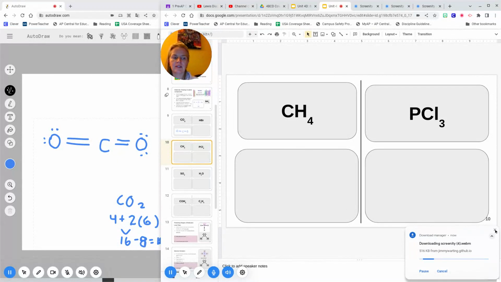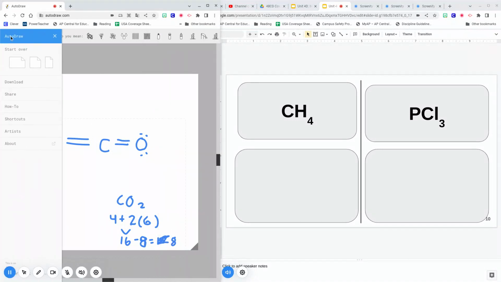So let's try another example. This time we'll do CH4 and then you'll try PCl3 on your own. Or if you want, try CH4 on your own and then watch this video to check and see if you did it correctly. I forgot to tell you how you could make a new piece of paper in AutoDraw.